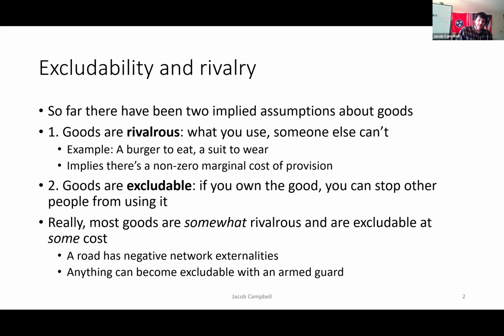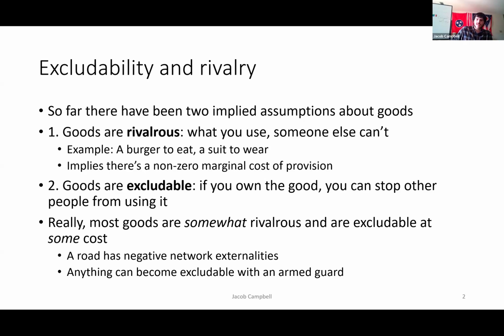Now, the other big assumption I've been making is that goods are what we call excludable. If you own the good, you can stop other people from using it. And because of that, you can enforce payment for the use of the good. Now, in reality, most goods are somewhat rivalrous, and most goods can be made excludable at some cost.